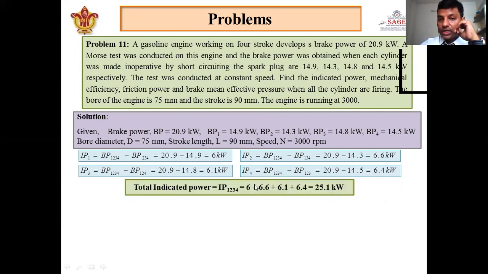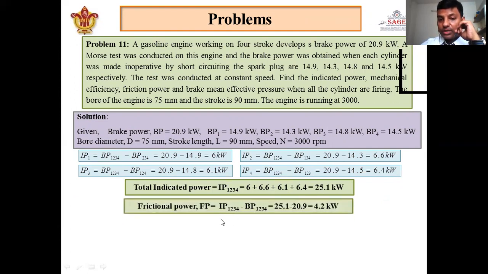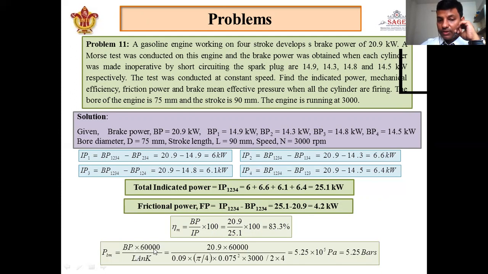Once the total indicated power is calculated, friction power will be calculated by indicated power minus brake power, that is 25.1 minus 20.9, that is 4.2 kilowatt. Mechanical efficiency will be calculated by brake power by indicated power into 100, that is 83.3%. Simple calculations. Brake mean effective pressure. We know the formula, brake power into 60,000 upon L A N K. L is given, we have to convert it into meters. 90 mm is equal to 0.09 meter. Area is pi by 4 d square, d is 75 mm, so it can be written as 0.075 meter.